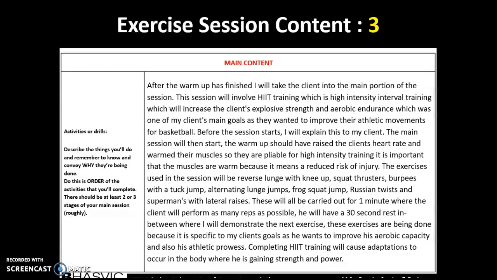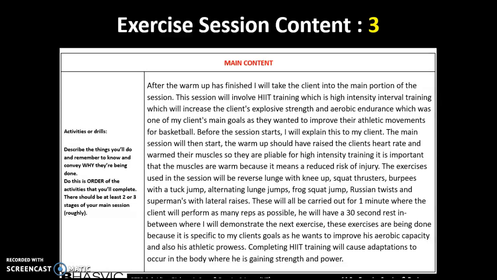The warm-up should have raised the client's heart rate and warmed their muscles so they are pliable for high-intensity training. It is important that the muscles are warm because it means a reduced risk of injury, muscle tears. The exercises used in the session will be reverse lunge with knee up, squat thrusters, burpees with tuck jump, alternating lunge jumps, frog squat jump, Russian twist, and Superman with lateral raises. These will all be carried out for 1 minute, where the client will perform as many reps as possible. He will then have a 30-second rest in between, where I will demonstrate the next exercise.